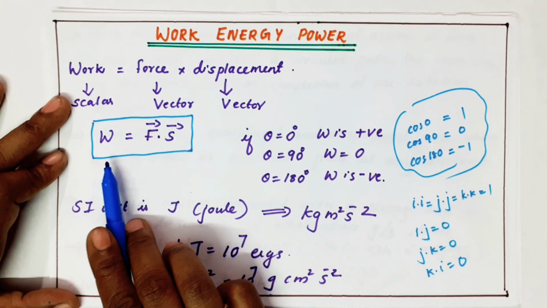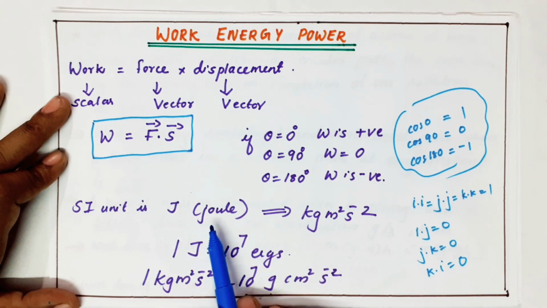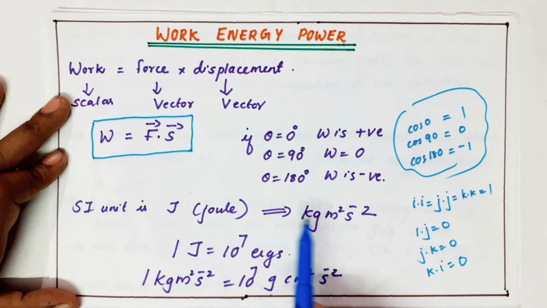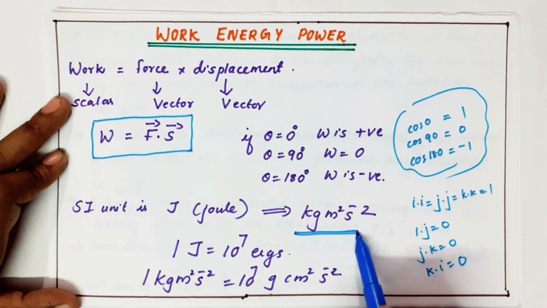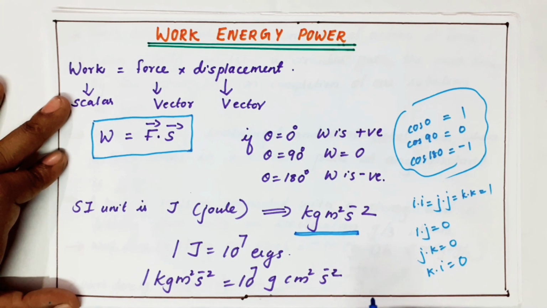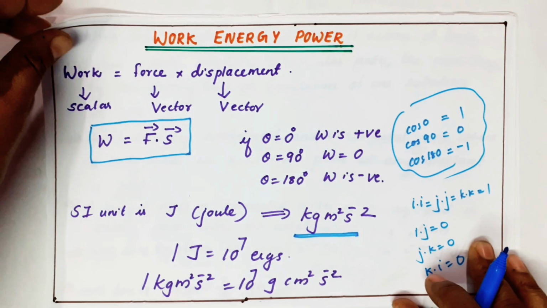So remember W equals F dot S and its SI unit is joule. 1 joule we can write as 1 kg meter square second minus 2. Joule is also called kg meter square second minus 2. 1 joule I can write in CGS as 10 power 7 ergs. So 1 kg meter square second minus 2 is equal to 10 power 7 gram centimeter square second minus 2.